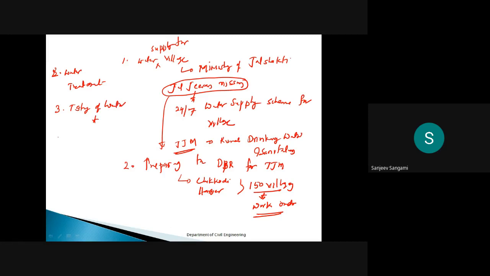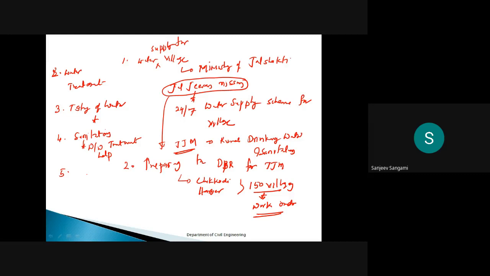Then it is going to help in sanitation also. Even for wastewater treatment plants, if you are designing them, it is going to help. And nowadays the government is installing small water treatment plants for each village. So there definitely it is going to help.